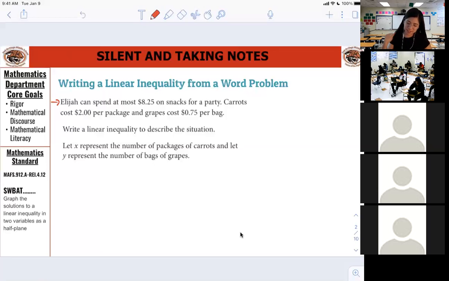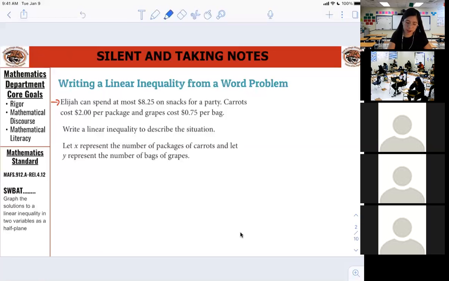Okay, Elijah can spend at most $8.25 on snacks for a party. Carrots cost $2 per package, and grapes cost 75 cents per bag. Write a linear inequality to describe the situation. Let X represent the number of packages of carrots, and let Y represent the number of bags of grapes.